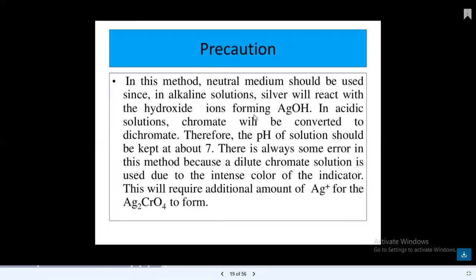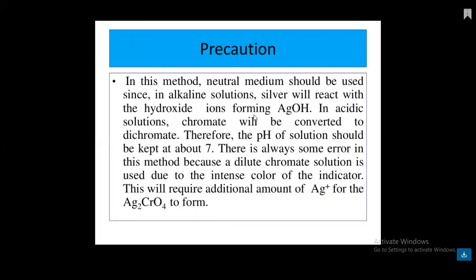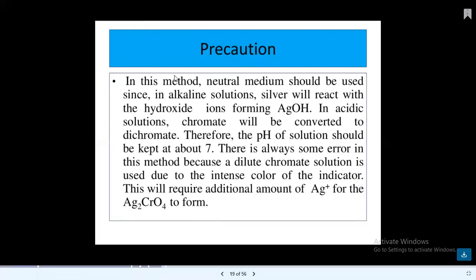Now, the precaution that is very important here. What is the precaution we take in Mohr's method? The titration must be done in neutral or slightly faintly alkaline media. Why do we need to perform this in alkaline media? This method needs a neutral medium. Neutral medium should be used.